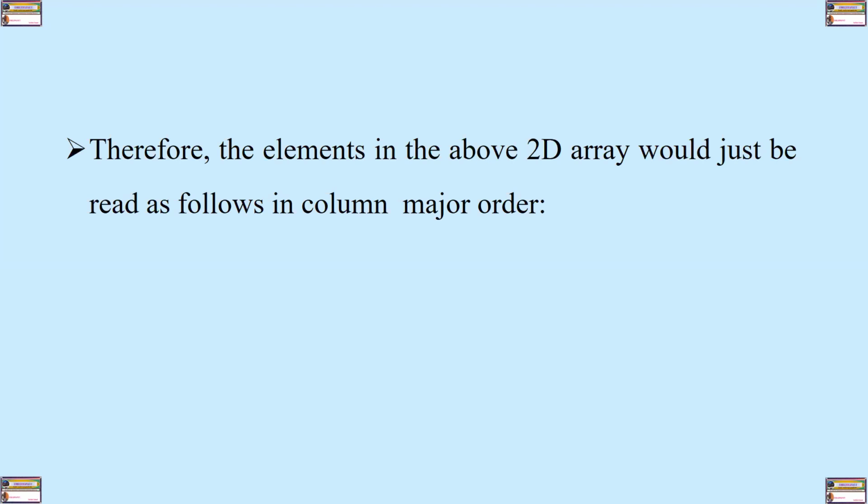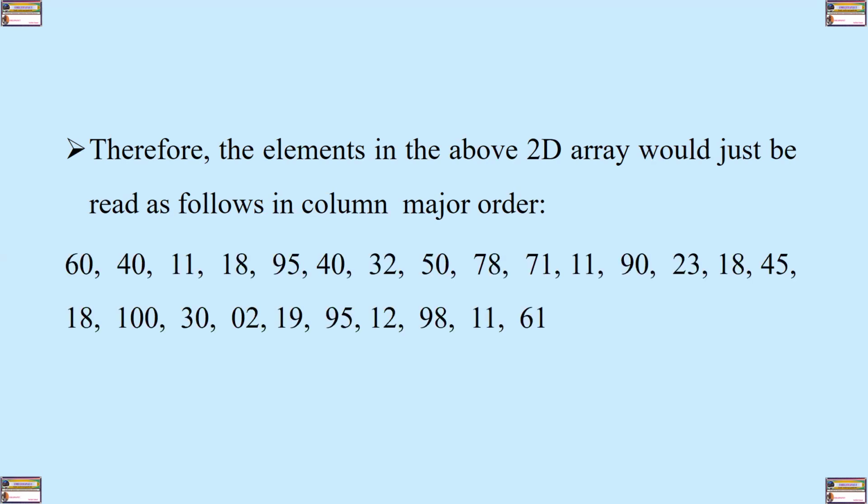Therefore, the elements in the above two-dimensional array will just be read in column major order as follows. In other words, you just list the elements once you have known how to read them. Remember, I've said you read all the elements in one column first. So once I know that I'm reading my elements in column major, and this 2D array is a 5 by 5, I only need to count 5.